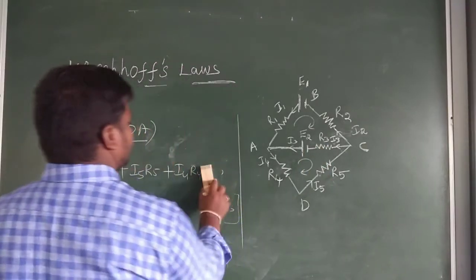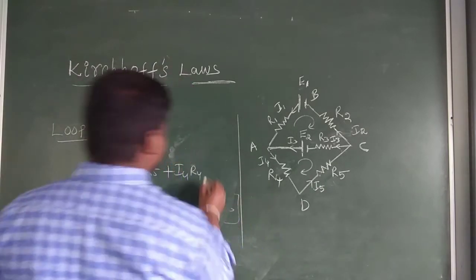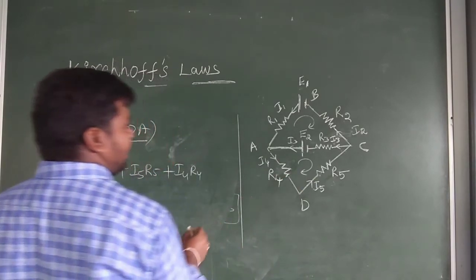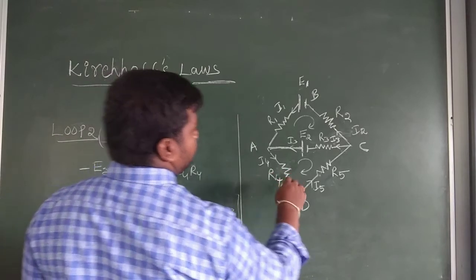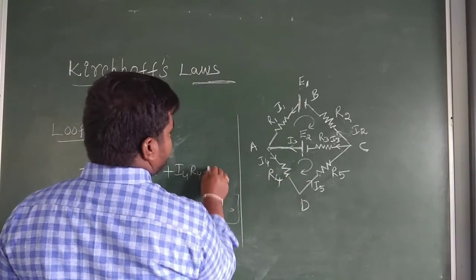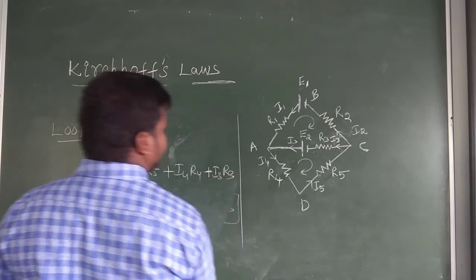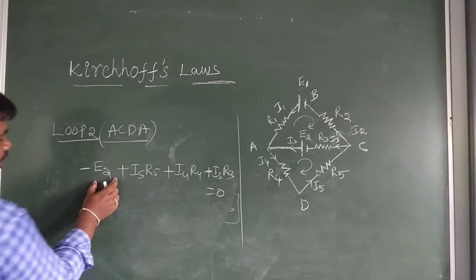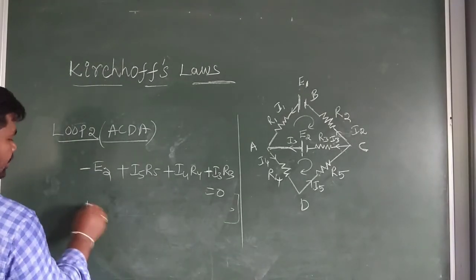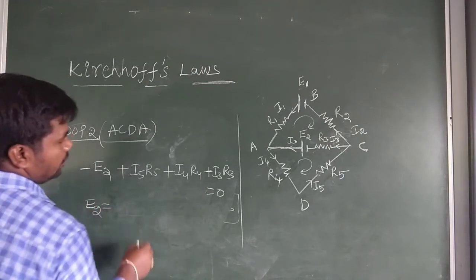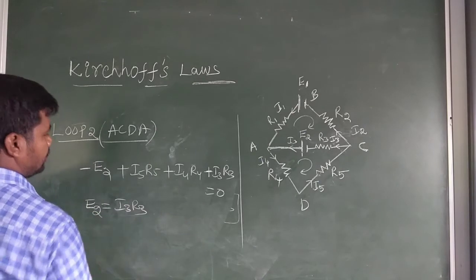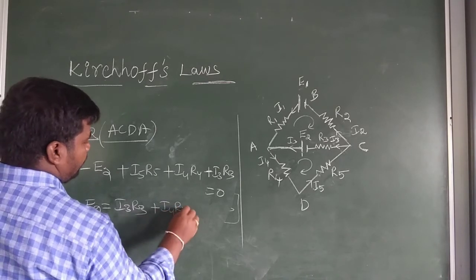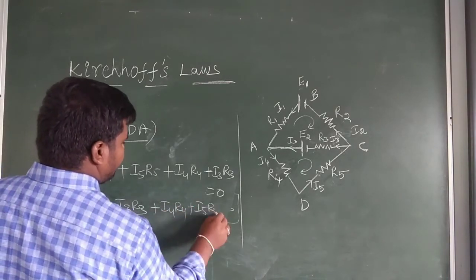E2, and we have R3 resistor. Current is opposite to the direction, means clockwise direction, plus I3 R3. Okay, is equal to 0. So rearrange this, or we can send E2 to the right side. E2 is equal to I3 R3 plus I4 R4 plus I5 R5.